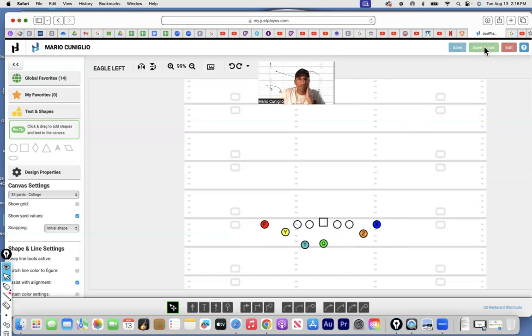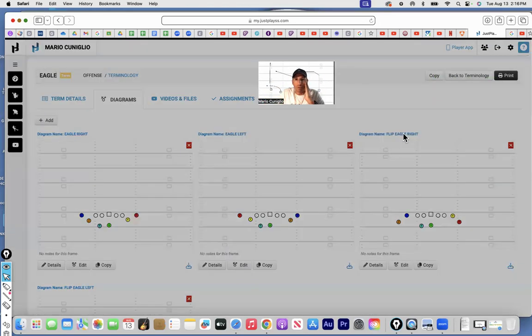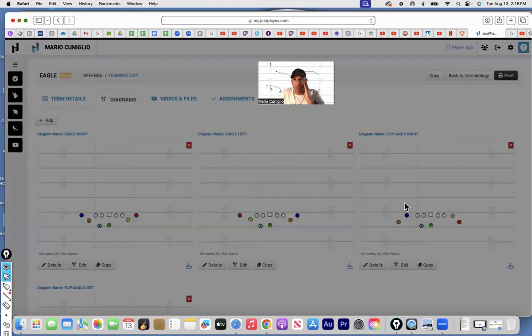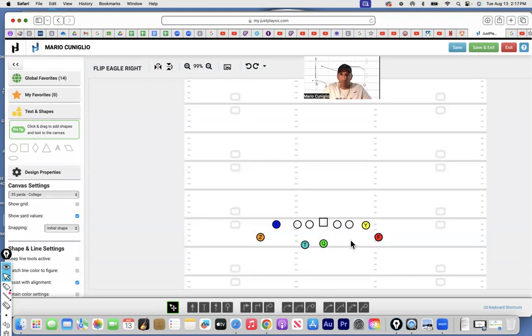And lastly, here, the last 2 formations is flipping it. So now, if we go into flip eagle right, what happens is we're now taking the Y who was in the wing. Okay. We're putting him on the ball inside, still in a condensed formation. We're just now taking the F and putting the F off the ball outside of him.